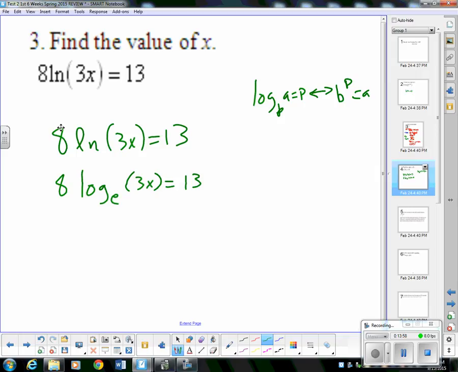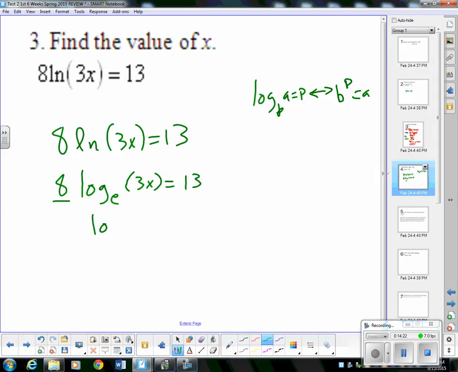So our goal here is to funnel this down where we have a log base e of some answer equal to a power, and then convert it. That's our goal, to get it down to that point. To get it down to that point, though, we've got to take care of this x. Does it make sense? We're going to divide both sides by 8.